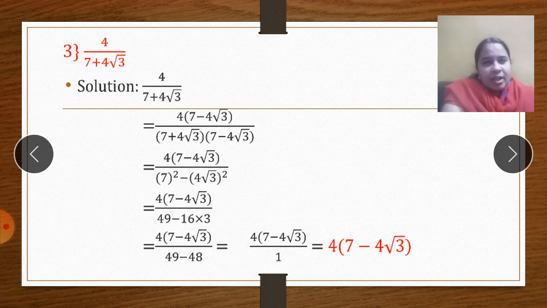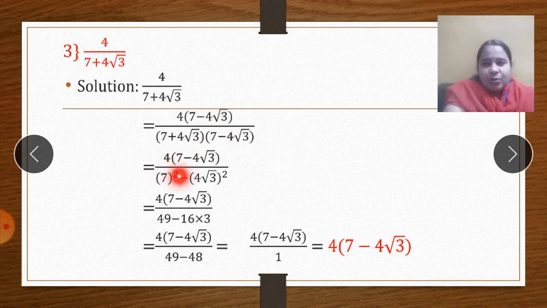First thing is what? Let us multiply by its conjugate pair. I hope everybody got it right. That conjugate pair should be 7 minus 4 root 3. Exactly same number but with a different sign. Plus was given here, so I am taking minus. With this, if I multiply the denominator, I have to multiply the numerator also.